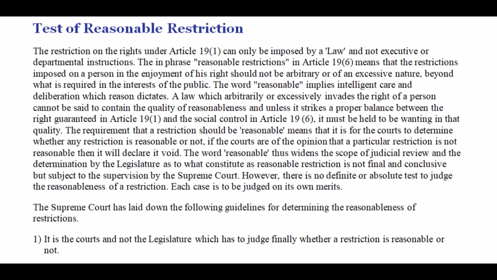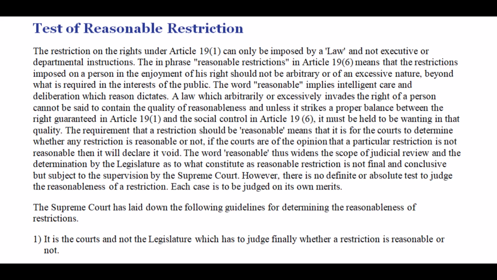The requirement that a restriction should be reasonable means that it is for the courts to determine whether any restriction is reasonable or not. If the courts are of the opinion that a particular restriction is not reasonable, then it will declare it void. The word reasonable thus widens the scope of judicial review, and the determination by the legislature as to what constitutes a reasonable restriction is not final and conclusive but subject to the supervision by the Supreme Court. However, there is no definite or absolute test to judge the reasonableness of a restriction. Each case is to be judged on its own merits.